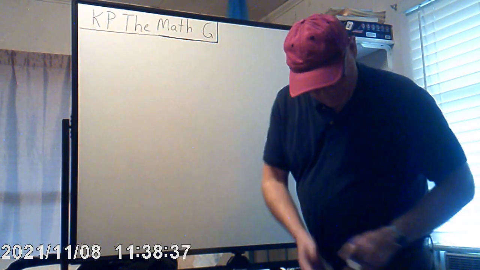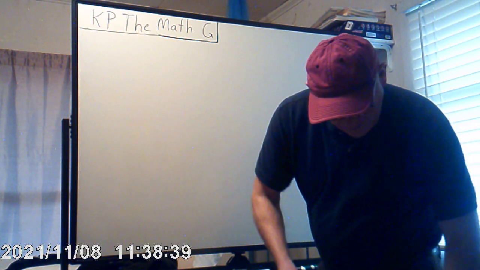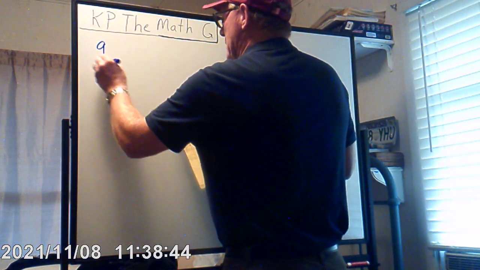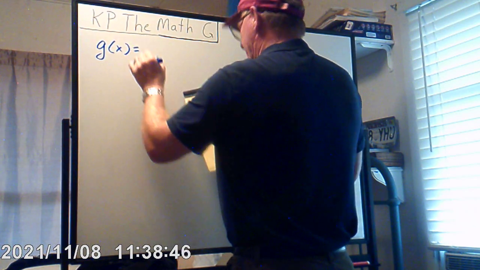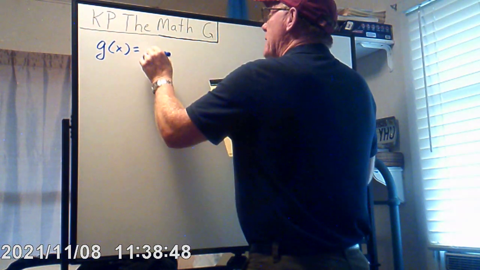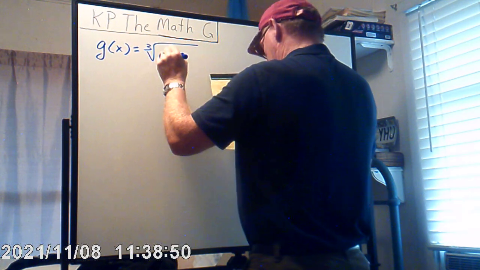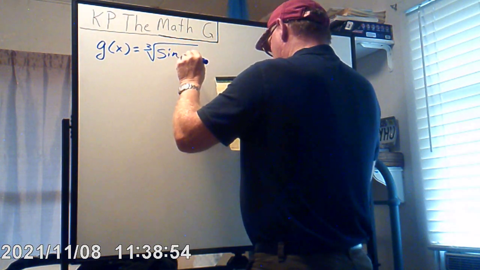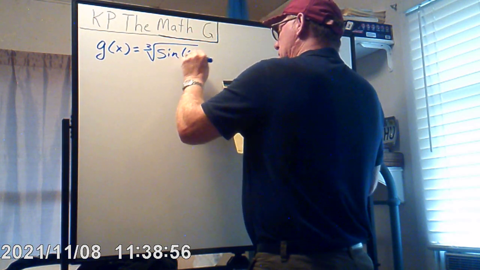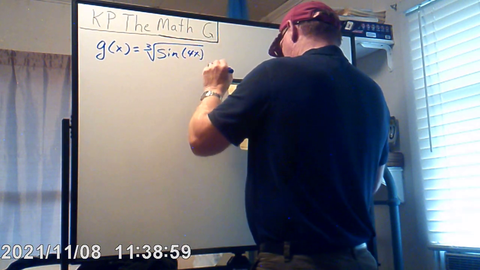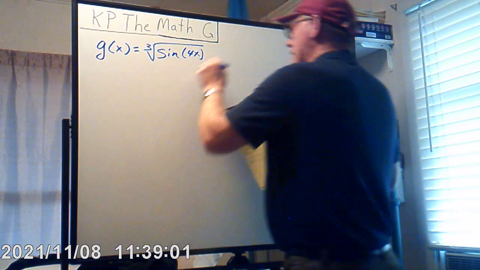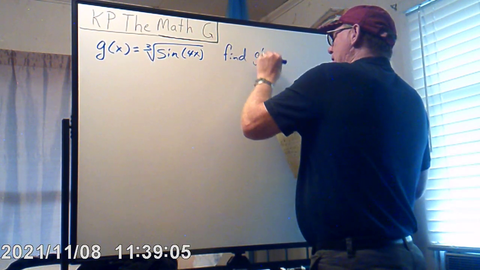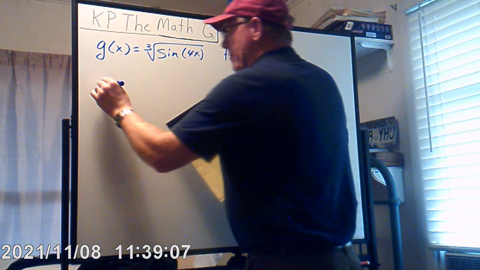Alright, I want to do one that's similar. We had x, we'll do g instead of f this time: g of x is the cube root of sine 4x. And we want to find g prime of x. Alright, here we go.